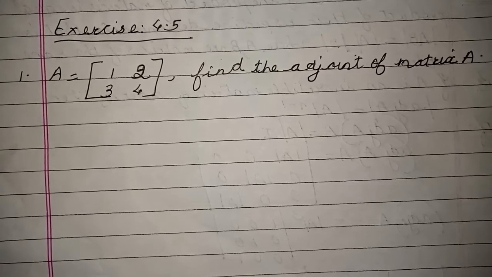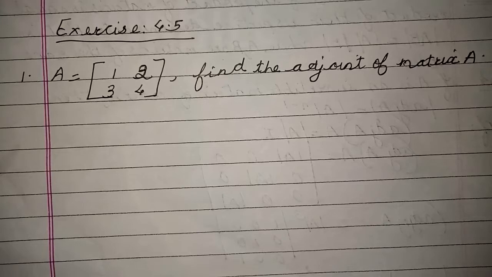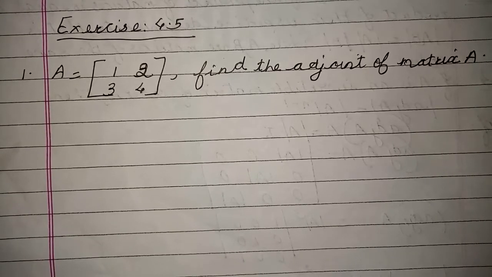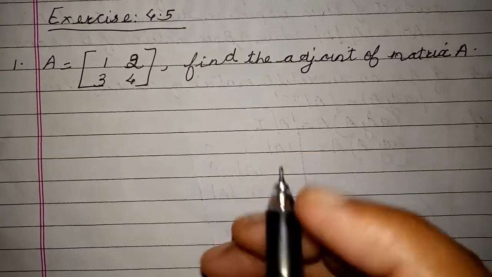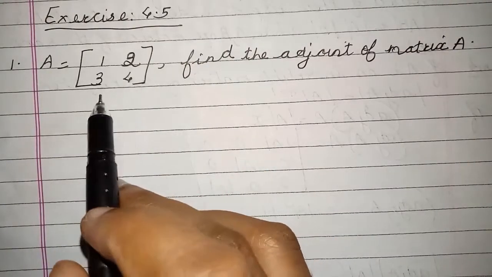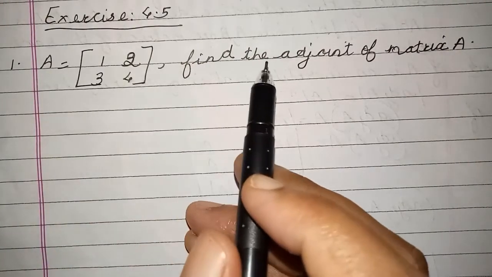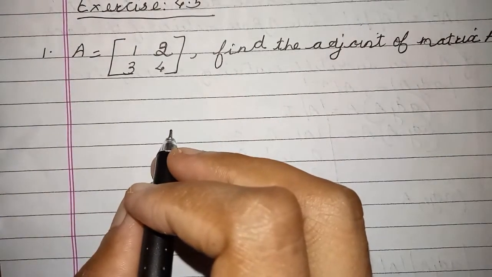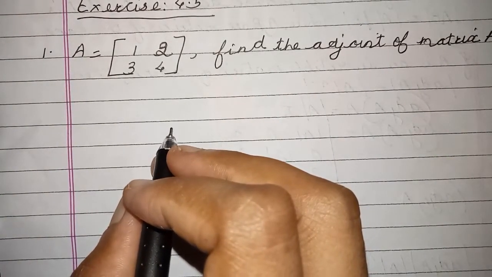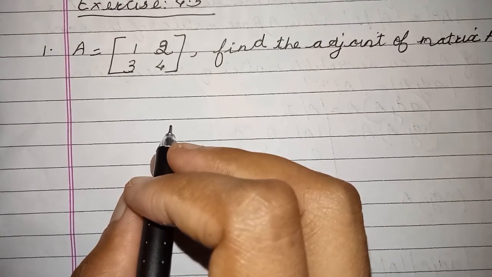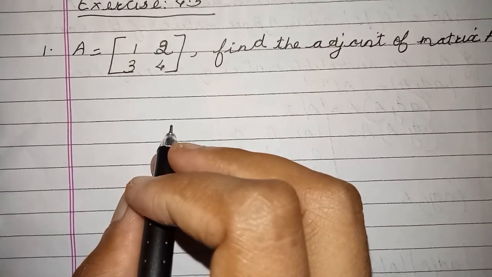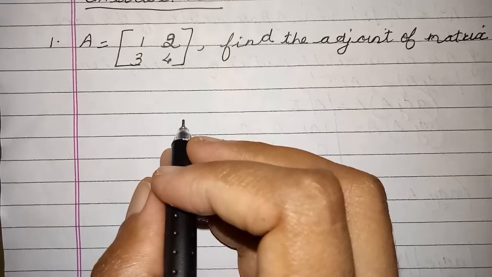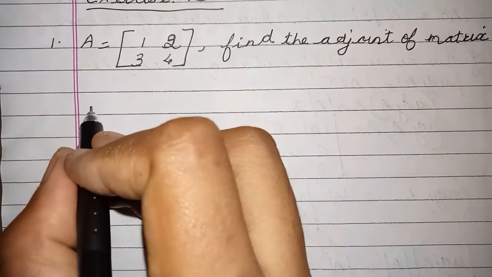So I have taken problems from your NCERT textbook, exercise 4.5. The first question says that if A is equal to this 2 cross 2 matrix, then you have to find the adjoint of matrix A. Adjoint of matrix A, children, you know that it is nothing but obtained by taking the transpose of the cofactor matrix. So I have to form the cofactor matrix, or get the entries, then I'll be able to write the adjoint of the matrix.